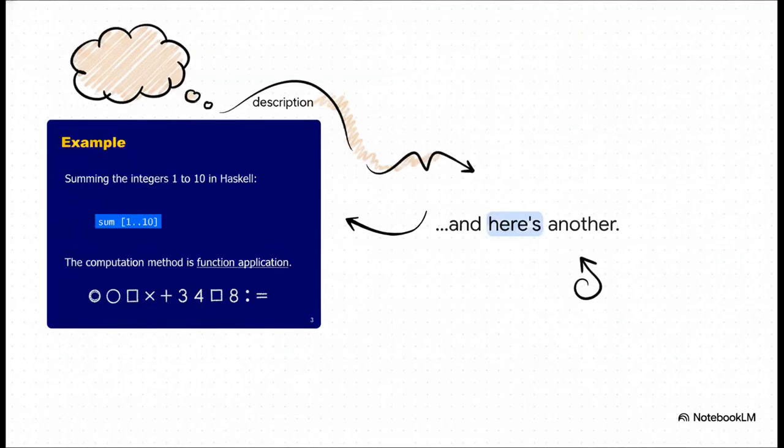And now, get ready. Here's how you do the exact same thing in Haskell. Yep, that's it. That's the whole thing. Sum 1 to 10. Now, obviously it's super short, but what's really important here is that it's not a list of steps. It's a description. It's just saying, the answer I want is the sum of the list of numbers from 1 to 10.